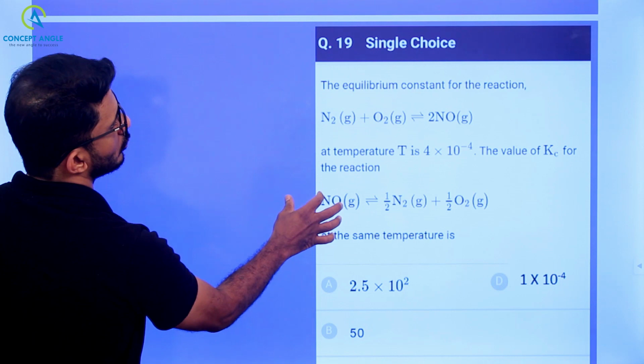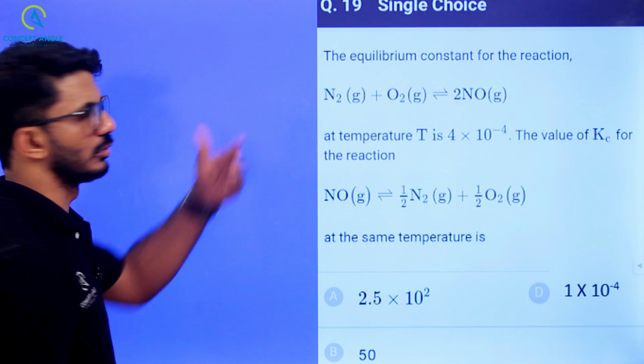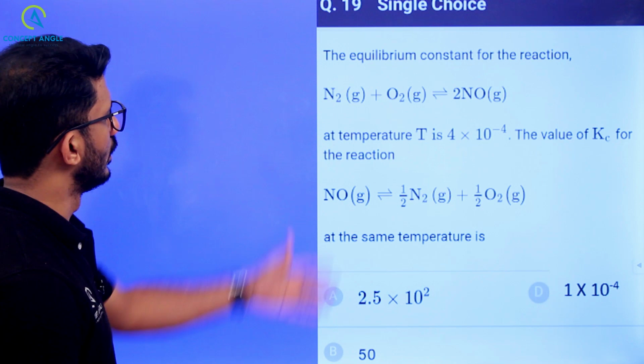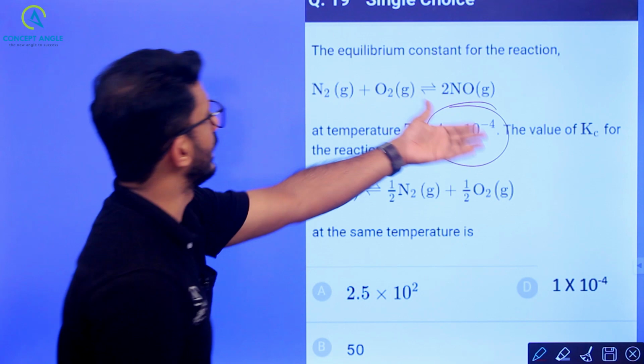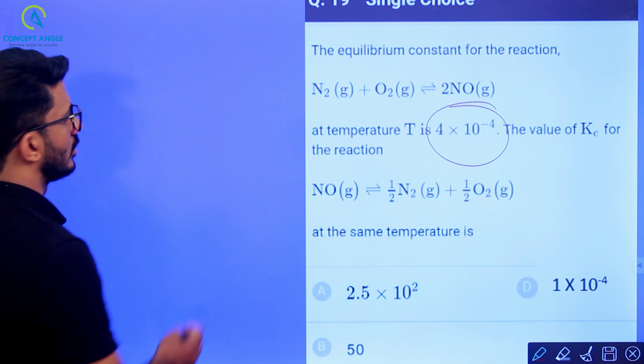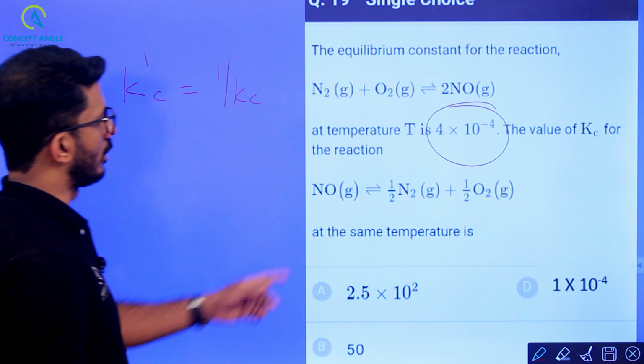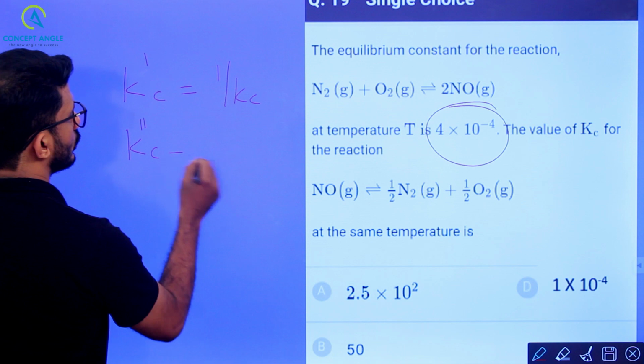Question number 19. The equilibrium constant for the reaction N2 plus O2 gives 2NO at temperature T, Kc is given as 4 into 10 raised to minus 4. The value of Kc for the reaction where the direction is reversed as well as the stoichiometric coefficients are changed. When the direction is reversed, K dash C is equal to 1 by Kc. And the stoichiometric coefficient is multiplied by half, so K double dash C is equal to Kc raised to half.